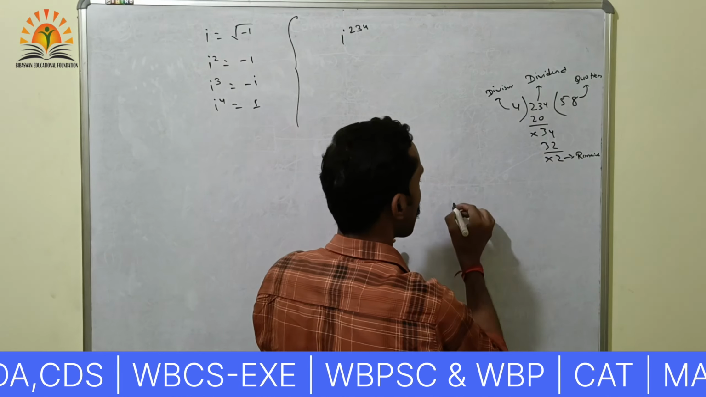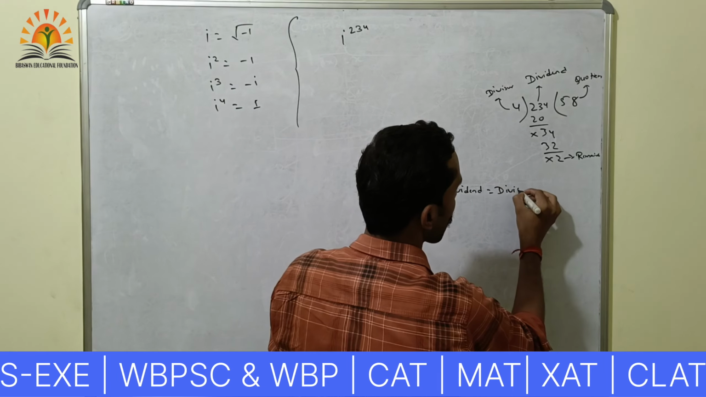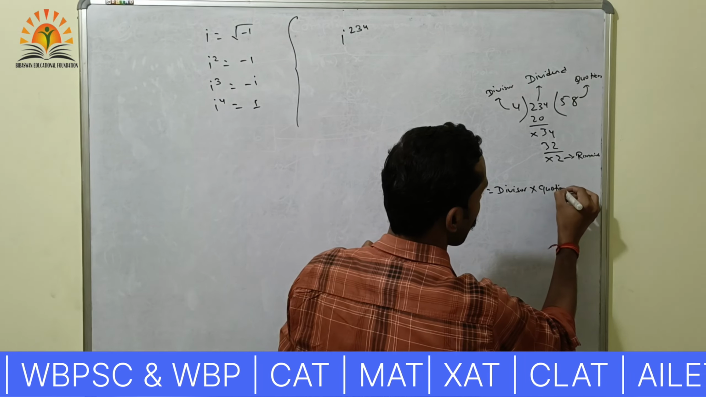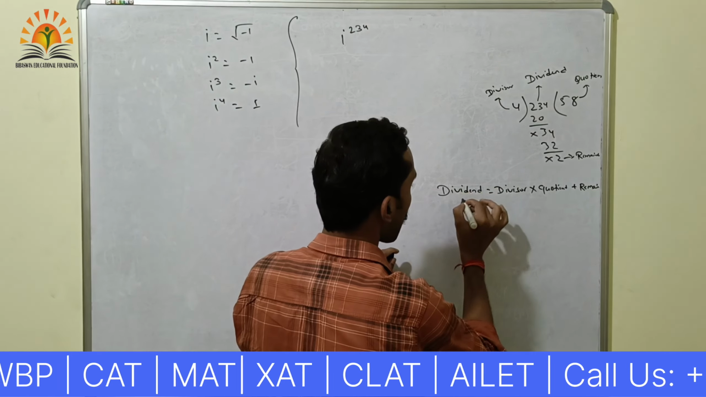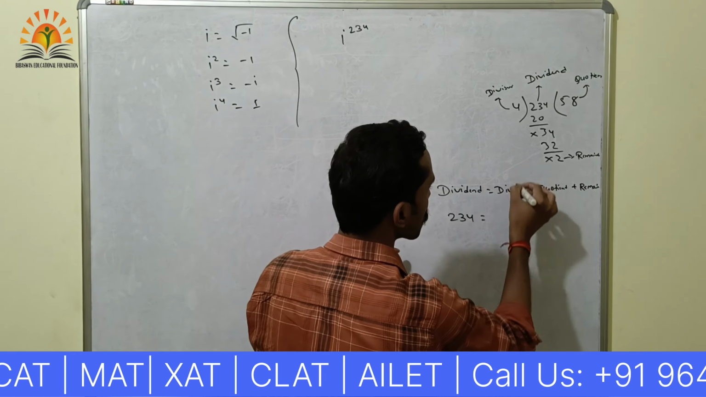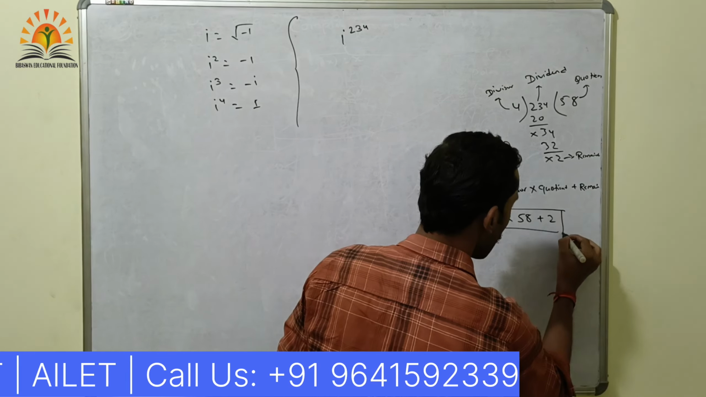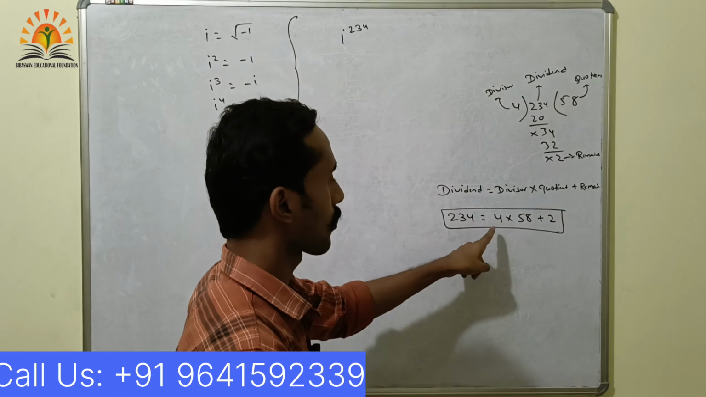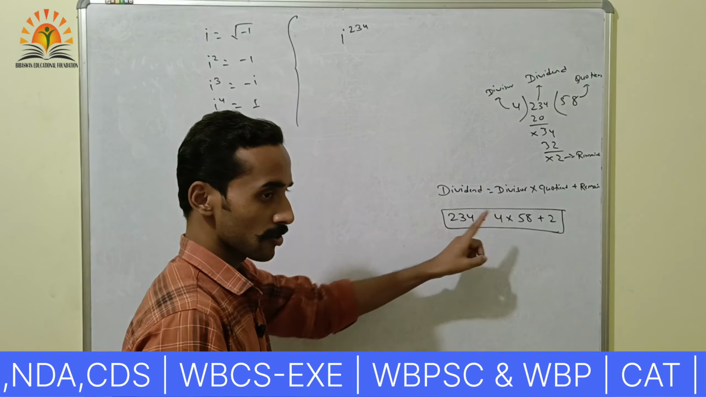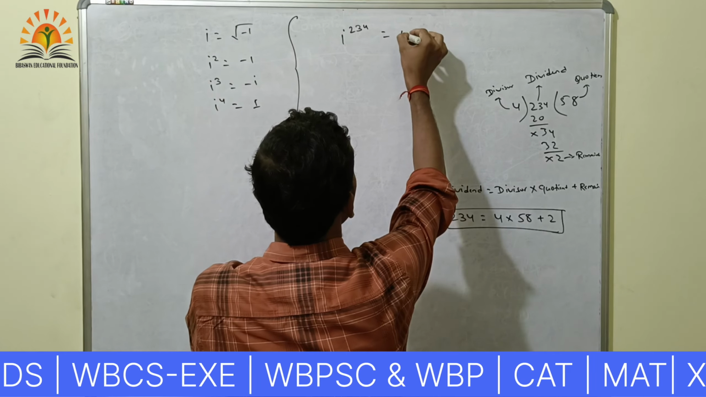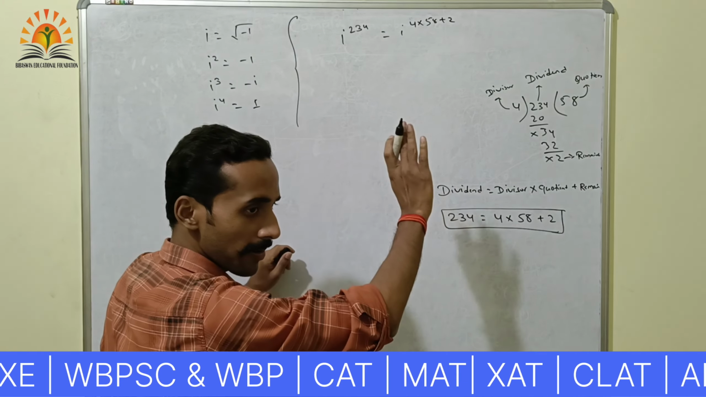I just remind it. Now the formula is: dividend is equal to divisor times quotient plus remainder. Understood this formula? So we can write it as 234 is equal to divisor 4, 58, and plus 2. Always keep in mind that you have to divide any number by 4 only. Why? We will discuss it in just a moment. So we can write this number as iota 4 multiplied by 58 plus 2. Understood? Any problem here? No.